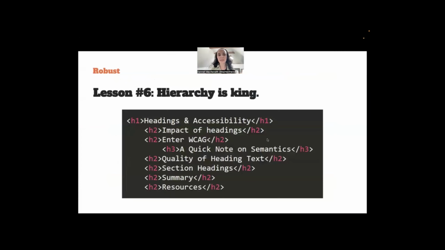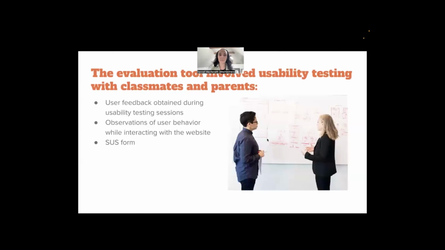Lesson learned, number 6, hierarchy is king. It really is super important to have a dramatic hierarchy on your website. This helps with screen readers, it helps with SEO, it helps with accessibility, it helps with individuals with anxiety. It's king.